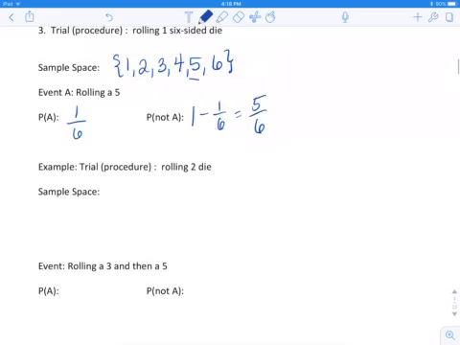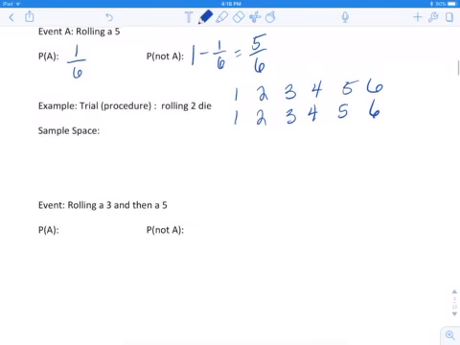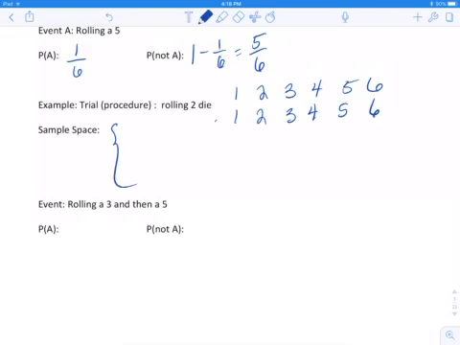Okay, our next one, we've got a much bigger sample space. So it says our procedure is rolling 2 dice. Okay, so the first one could be a 1, 2, 3, 4, 5, or 6. And the second one could also be any of those numbers. So to list out our sample space, we're going to have to list every possible combination. There's actually going to be 36 here.